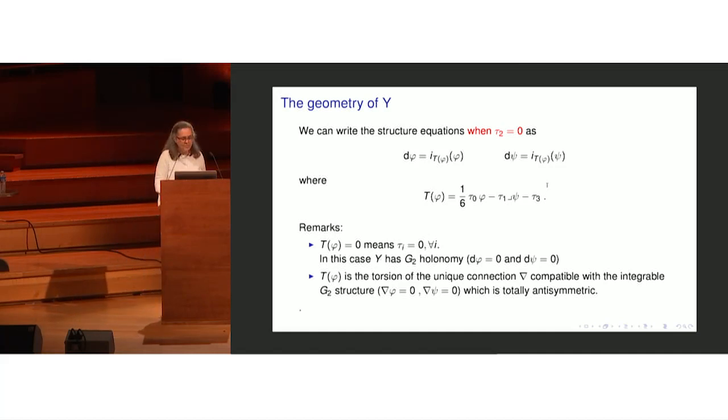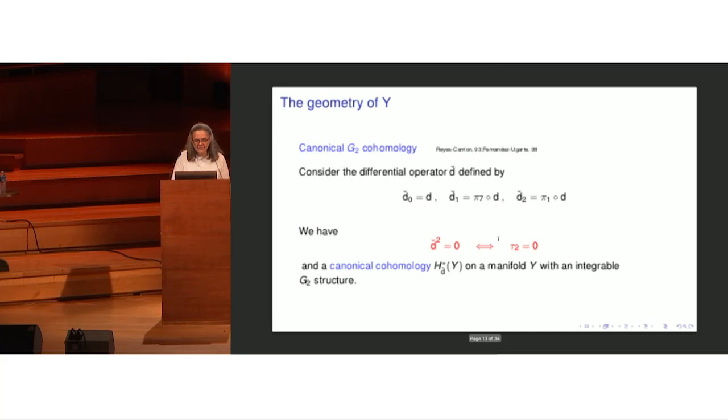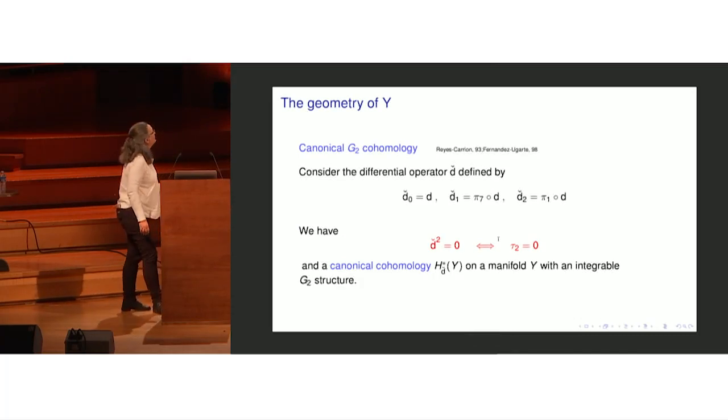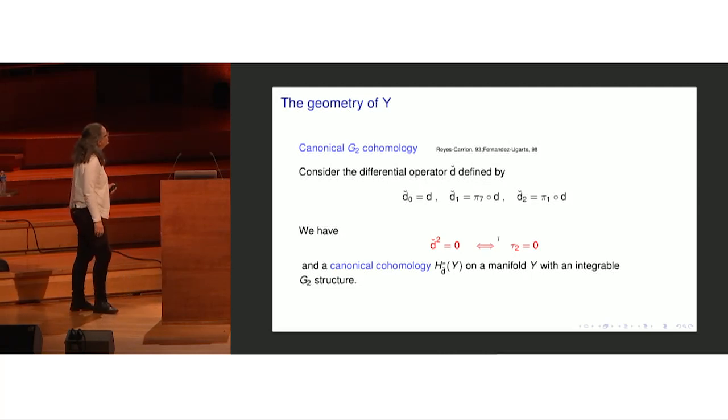It's a 3-form. So the question I'm going to ask now is: is there a differential that I'm going to call the check, that squares to 0 and which encodes this geometry? Is there an analog in 7 dimensions with a G2 structure of the Dolbeault differential del bar that squares to 0 for a complex manifold X with complex structure J? And the answer is yes. We have the canonical G2 cohomology that was defined in the 90s by these people.